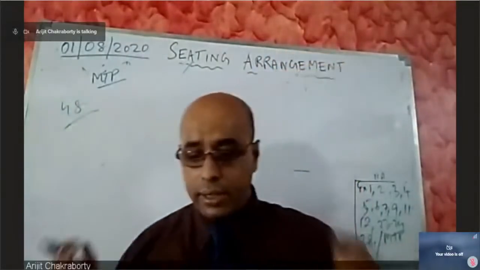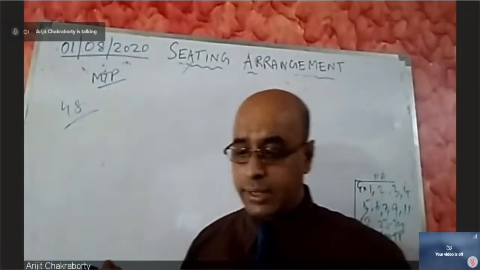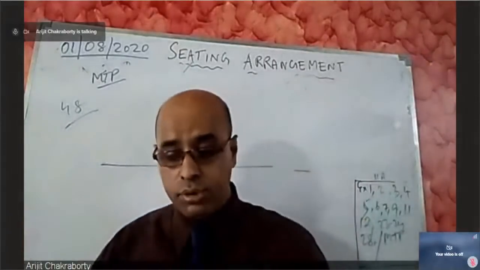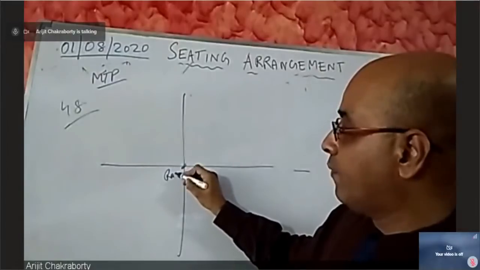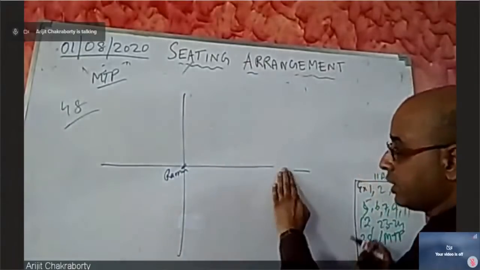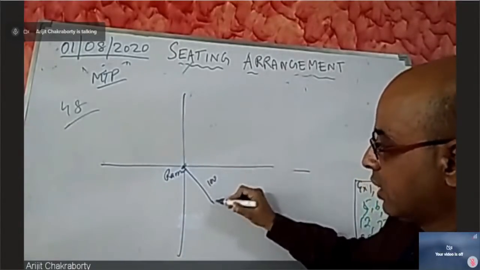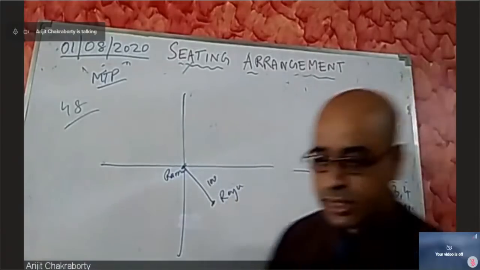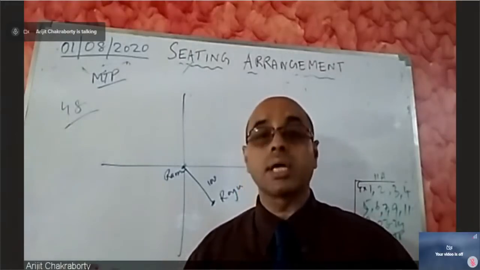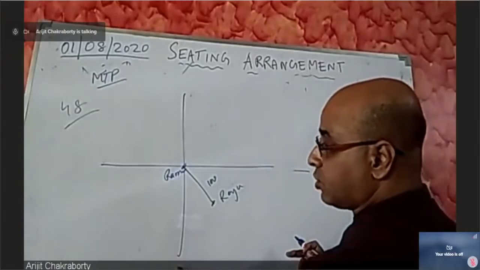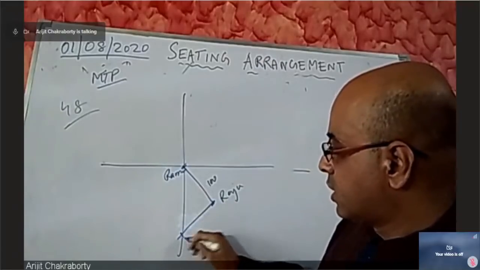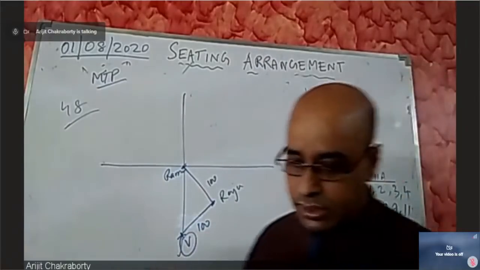Raju is Ramu's neighbor and he stays 100 meters away towards southeast. So we draw the coordinates. Ramu is here. Raju stays 100 meters away towards southeast. So southeast is here, 100 meters. Here Raju stays. Venu is Raju's neighbor and he stays 100 meters away towards southwest. So 100 meters, this is Venu. Venu is here.